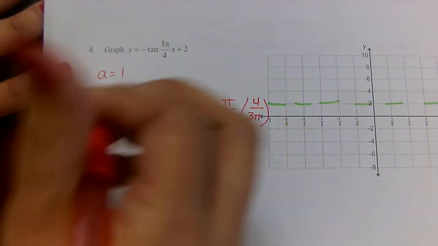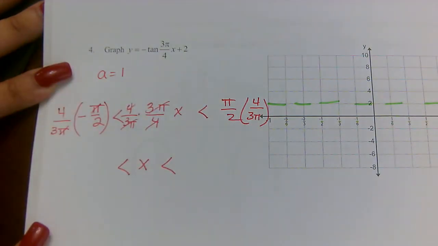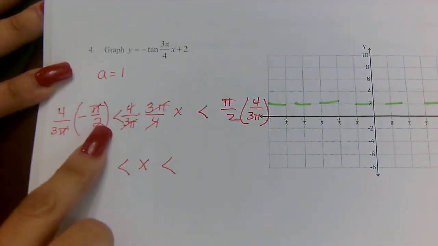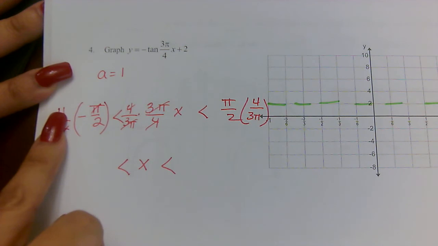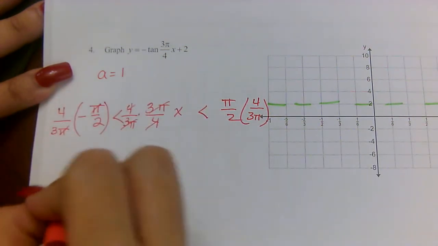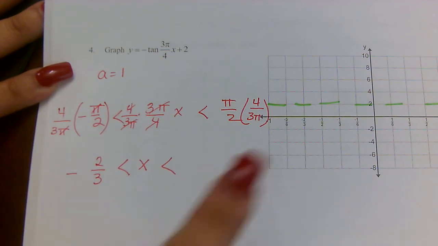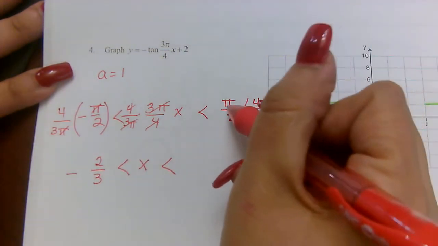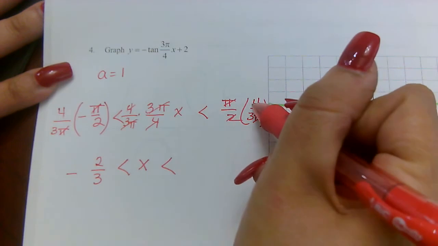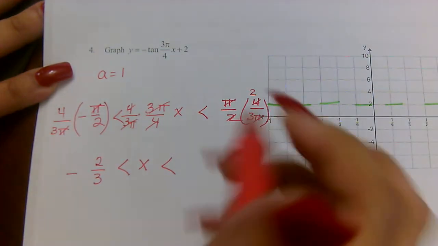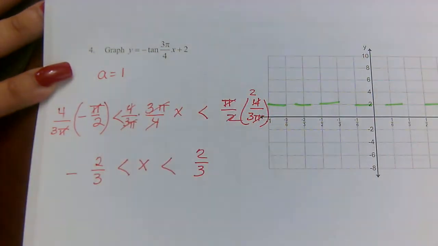Over here, you can see that your pi's will cancel. You have a negative. 2 can go into 4 2 times. So I have a -2/3. Okay, -2/3. Over here, your pi's will cancel. 2 can go into 4 2 times, so you have a +2/3.